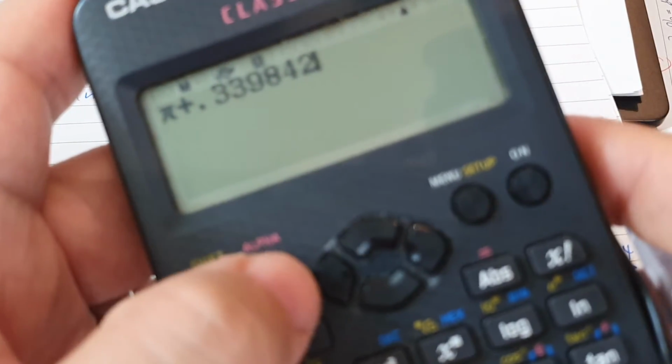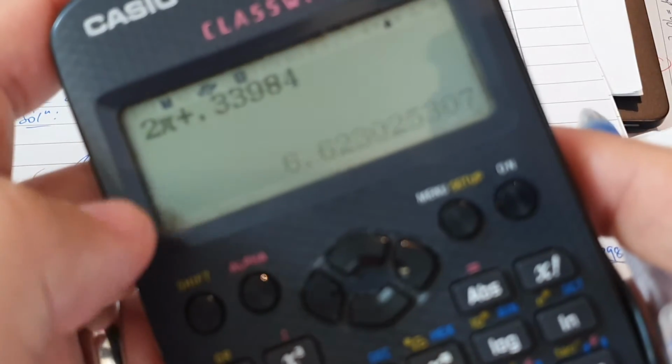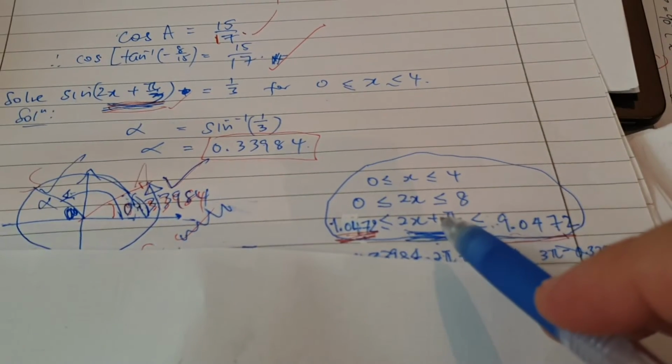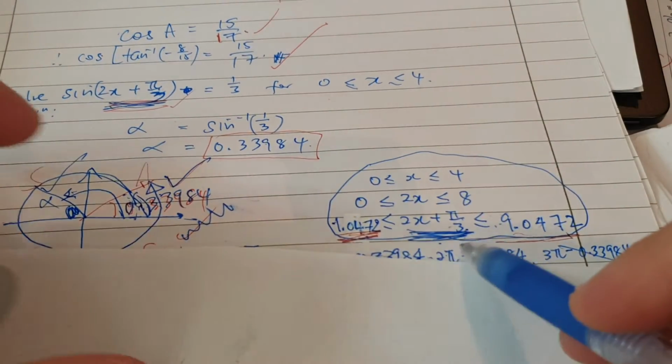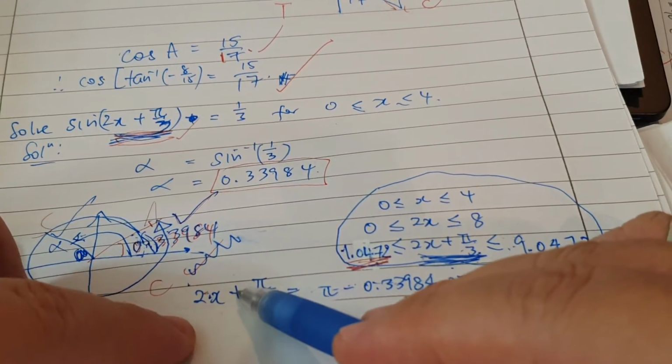Two pi plus this, right? It can work. It's 6.6 something. So 6.6 something falls within this range, right? So it is perfectly fine. We are solving for this, okay?